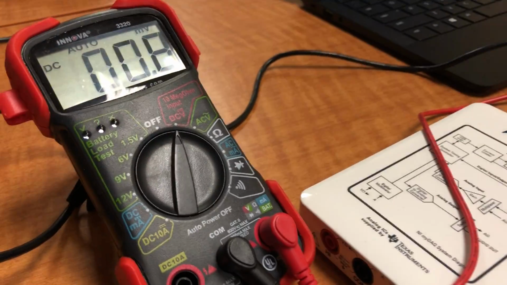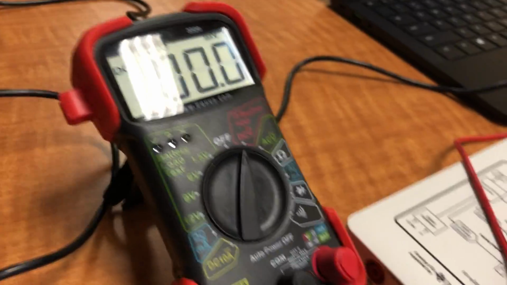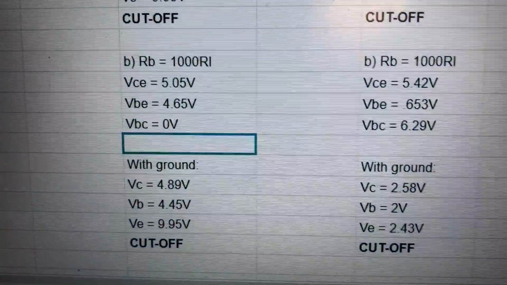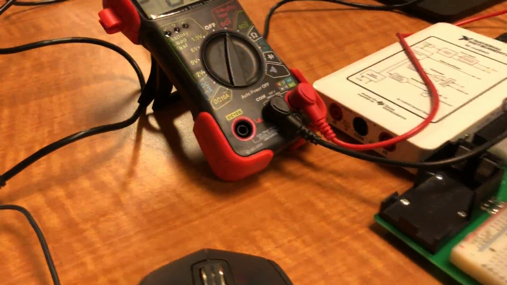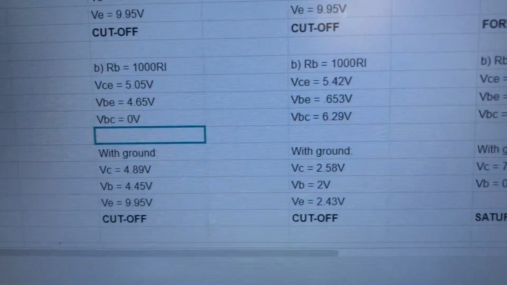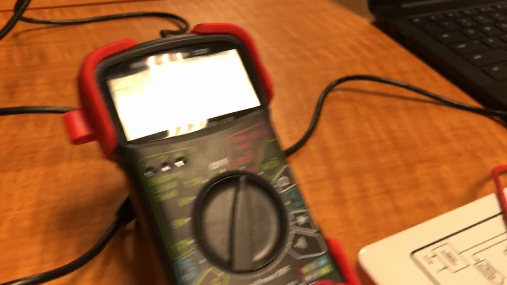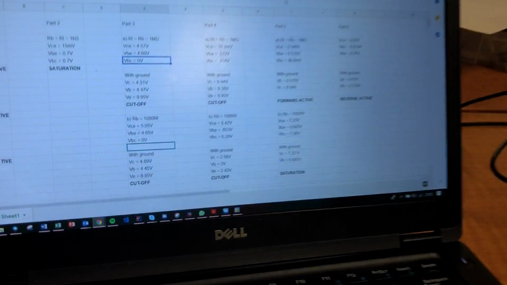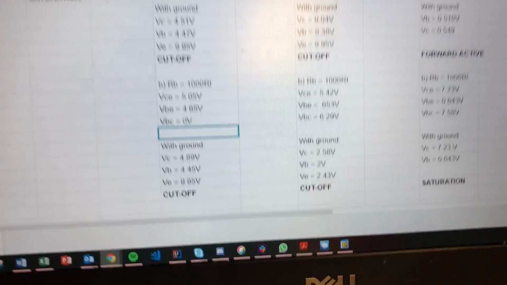Collector and base, 0, 0. Base and emitter, 4.65, and we're getting 4.63. Okay, so that gives us a cutoff region. This is also a cutoff region. We're going to move on to Part 4.